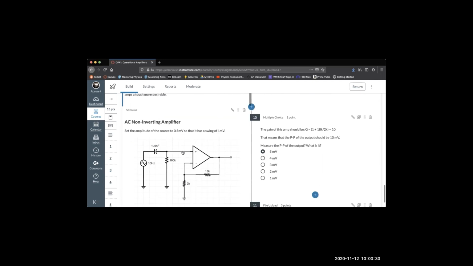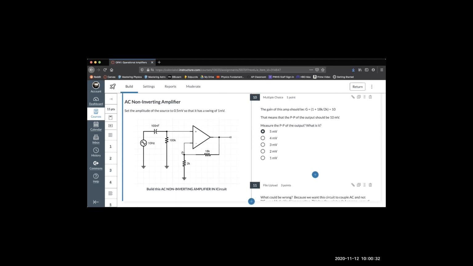So now I'm on to the next stimulus, the AC non-inverting amplifier. When I build an AC non-inverting amplifier, you say, well, you just change the source from DC to AC like you did the first time. Yes, I can just change from a battery to an AC source. But I also add this capacitor and this resistor for filtering purposes. Because I know if I combine a capacitor and a resistor like this, I get filtering. So you build this thing and then you measure the peak to peak of the output.